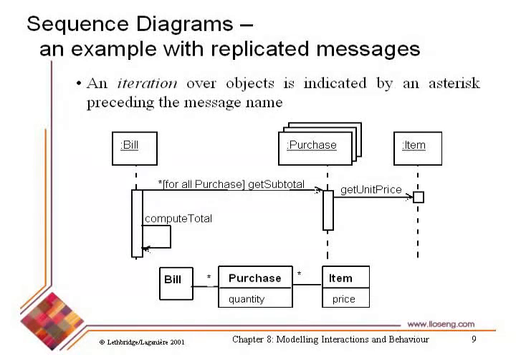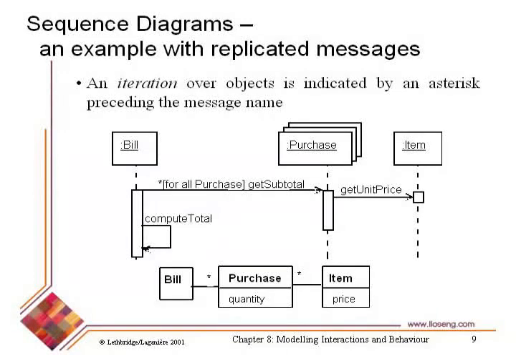And then once we've looped over all of the purchases, we're going to compute total, and notice this piece of notation is sending a message to ourselves. So it's calling a method within our own object. It's a reflexive call. We're not calling a method in some other object, we're calling another method in our own object.